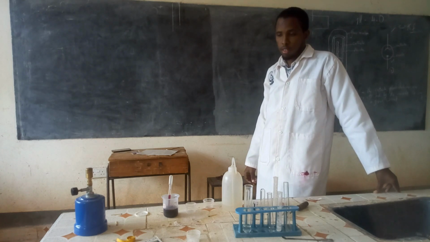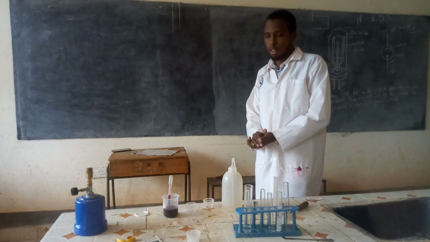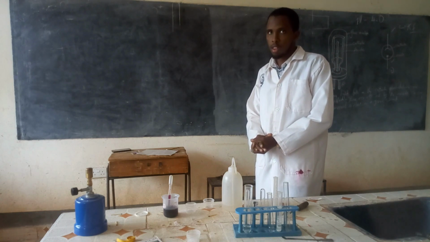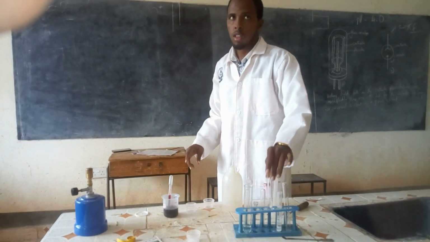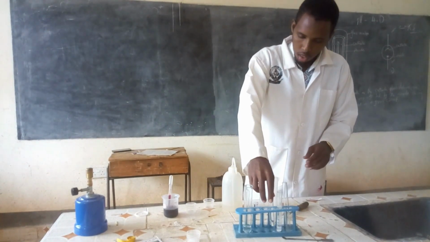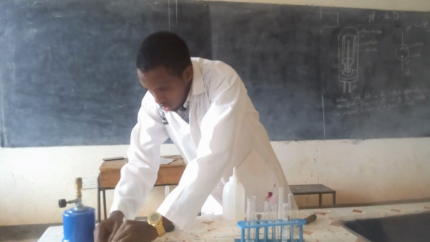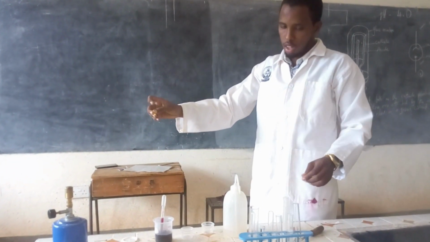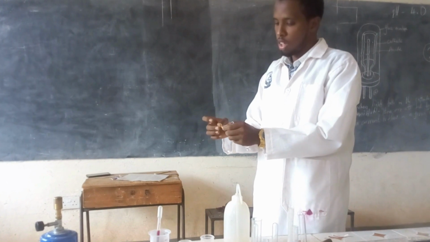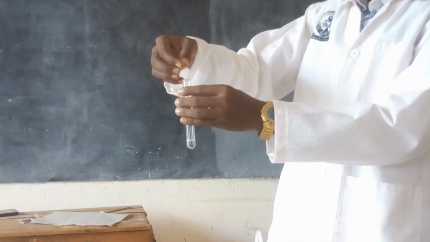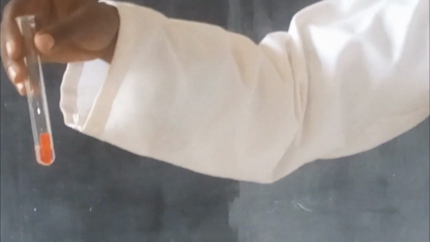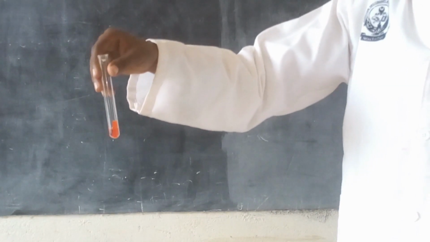Good. Now to the last portion, which is the third portion, you determine the pH. Remember, for you to determine the pH, you use a universal indicator. So you dip the universal indicator paper being given. That's now the color change.